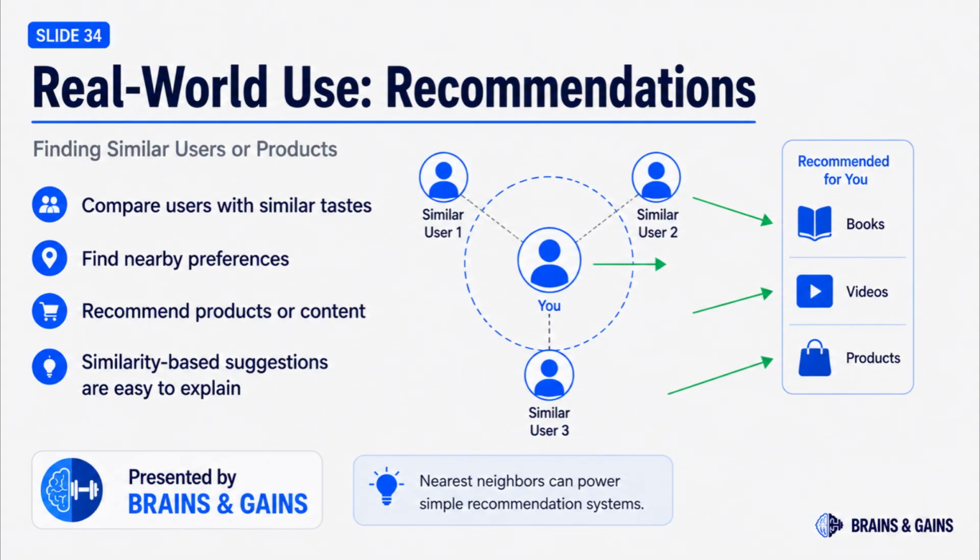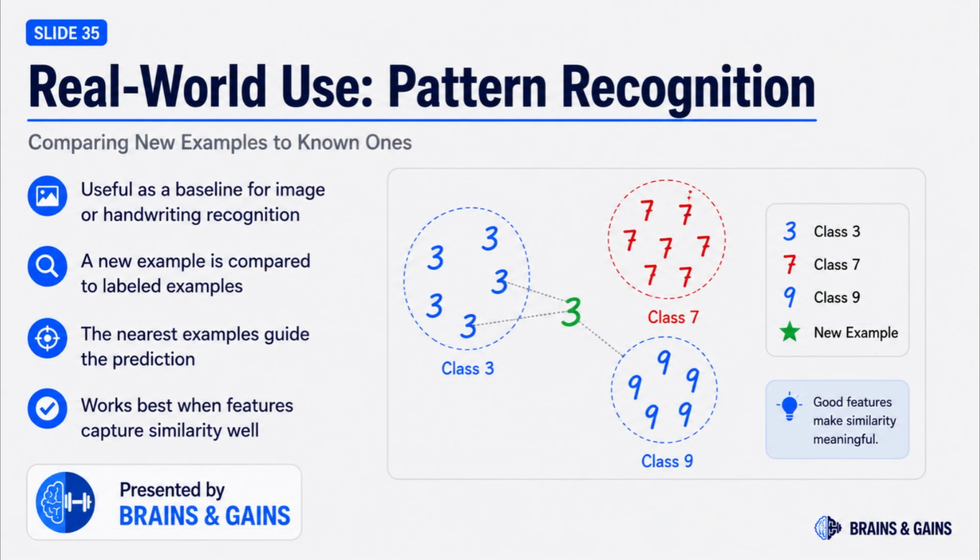Nearest neighbor ideas can also support recommendation systems. Users or products can be represented by features, then compared for similarity. Items liked by similar users can become potential recommendations for someone with related preferences. KNN can also serve as a simple baseline for pattern recognition. A new image or handwritten character can be compared with labeled examples, and nearby examples help determine its class when the features represent similarity effectively.